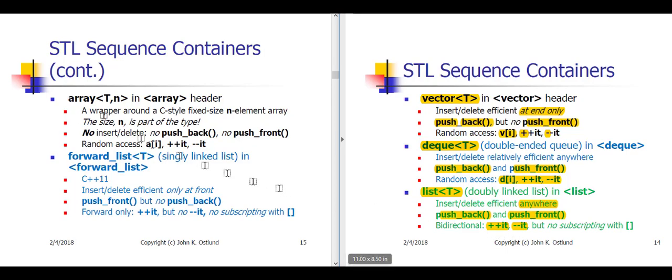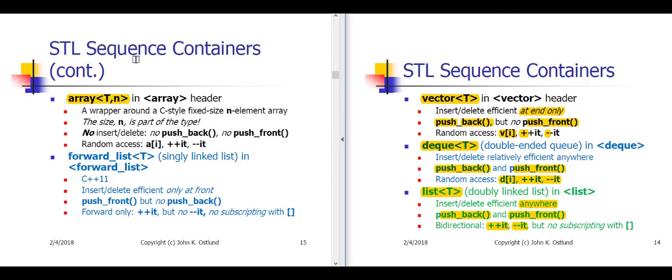The fourth type of sequence container is array. Now, an array STL container not only requires a type for each element, but also requires you to specify the size of the array as an additional dimension parameter in the array type. And arrays are very inflexible.